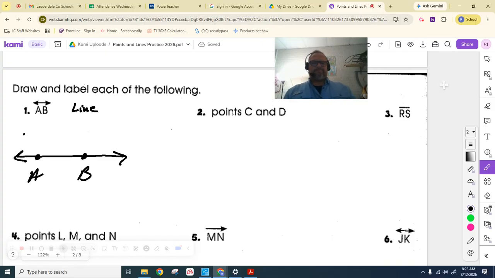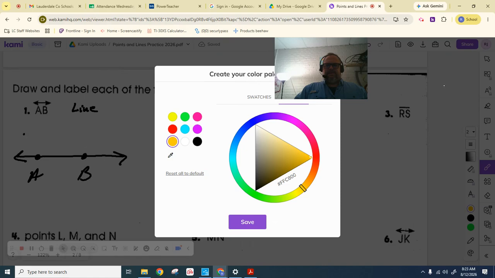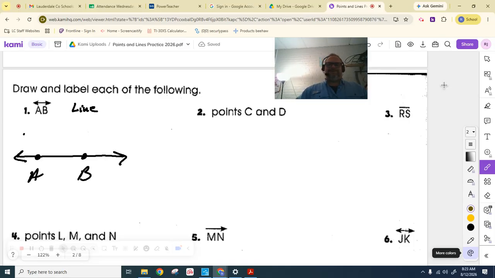All right, so find the pen. I gotta change this color here. There we go. So number two. So point C and D. Point C and D, they don't have to be beside each other. They could be around each other. It's just those letters with a closed circle around them. Okay, that's it.